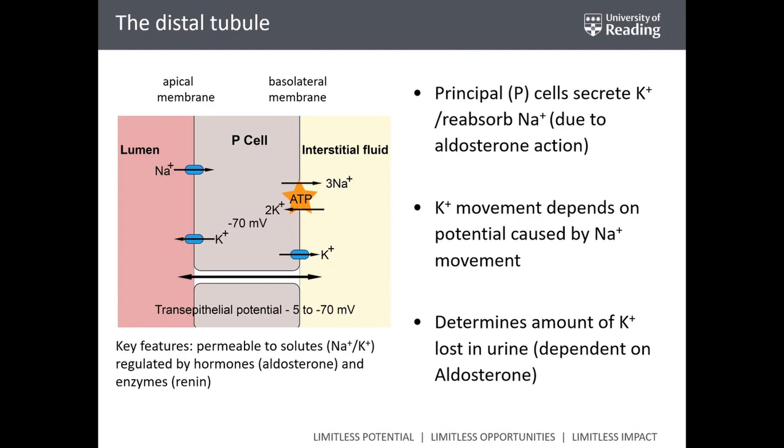Don't worry if you don't understand these too much. We will go into more detail. Just remember that the key feature of the distal convoluted tubule is that it is permeable to solutes such as sodium and potassium, but the permeability to these and the movement of these ions is regulated by hormones such as aldosterone and enzymes with signaling functions such as renin. This is the key message that you have to take home. We will go back to the fine mechanisms of regulation of potassium and sodium excretion.